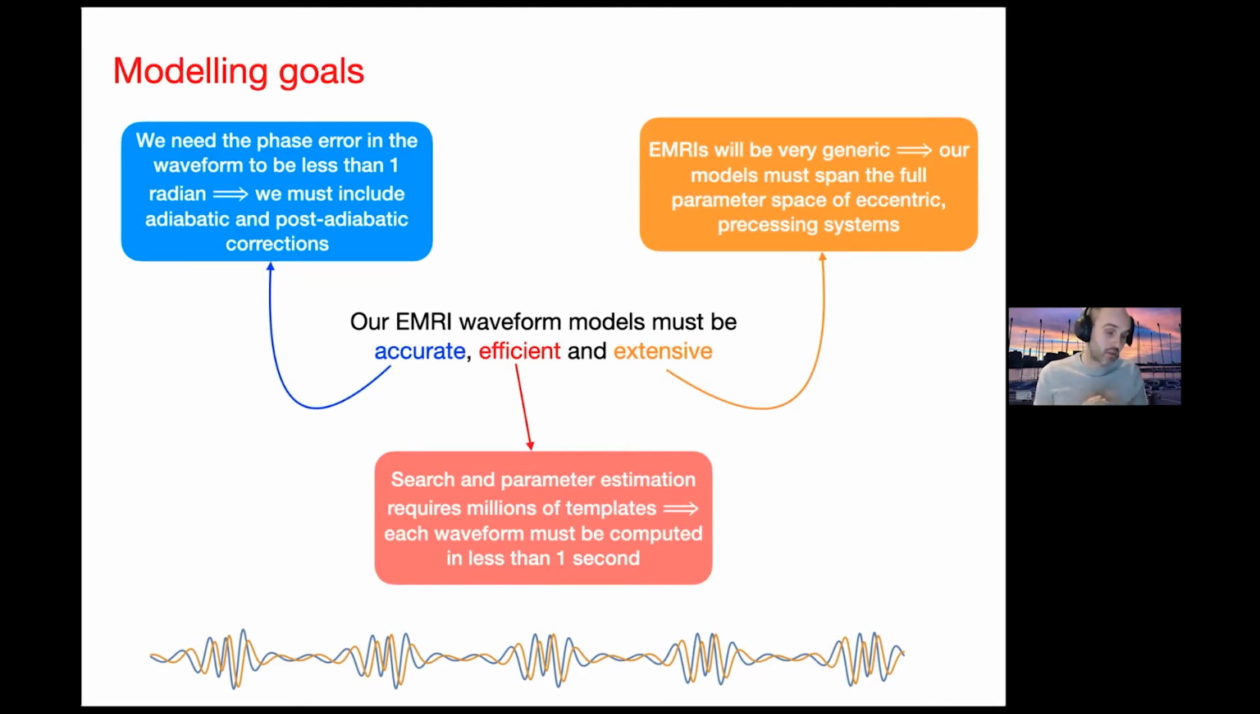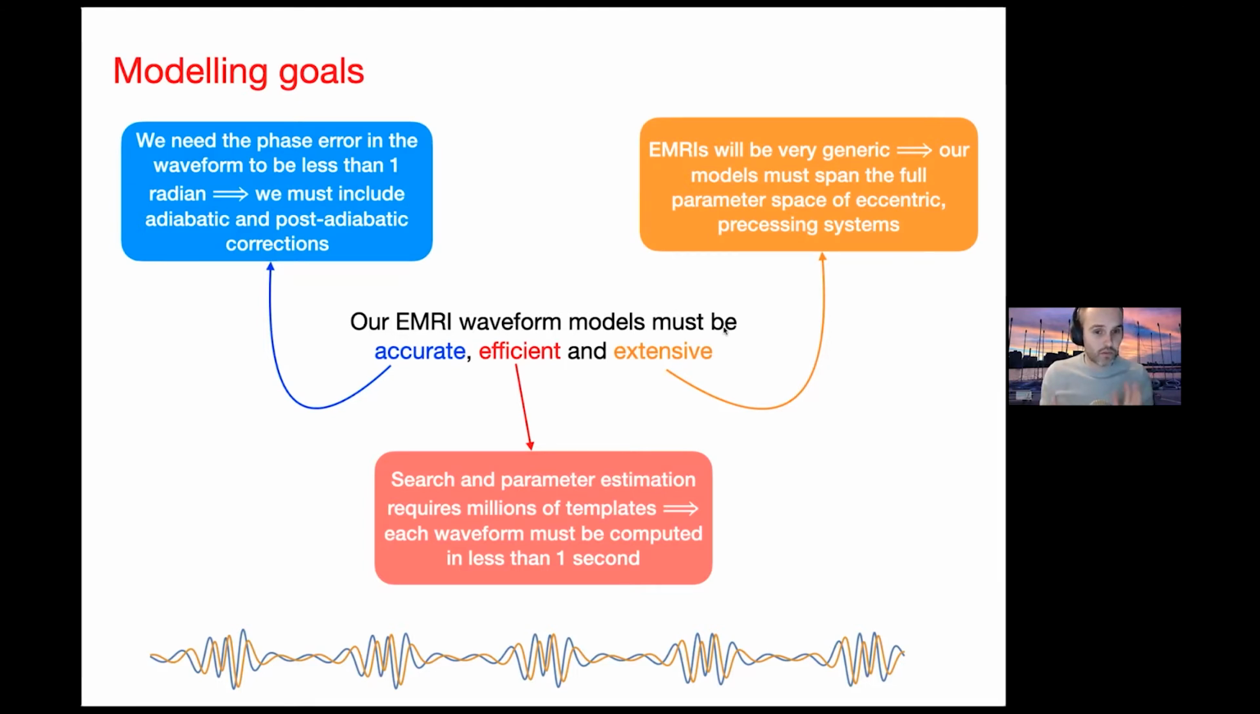As I just said, most sources for ground-based detectors are quasi-circular, so they have a smaller parameter space. EMRIs, though, are fully generic. There is no reason to expect the spins to be aligned, so they'd be arbitrarily precessing. And it depends on the formation mechanism, but the main mechanism will probably give you very eccentric EMRIs when they enter the LISA band, something around 0.7, 0.8 eccentricity. So models must also span this parameter space.